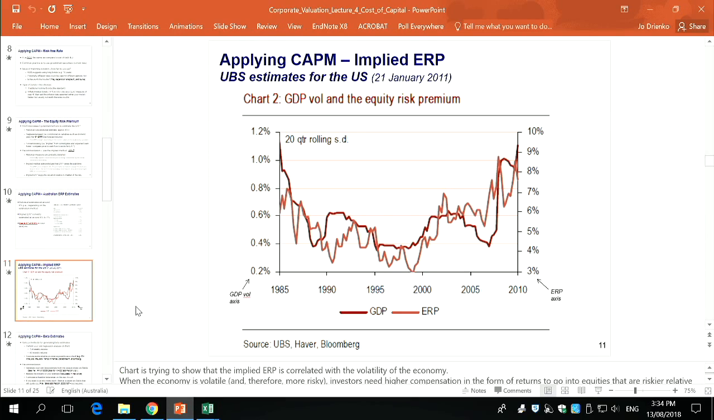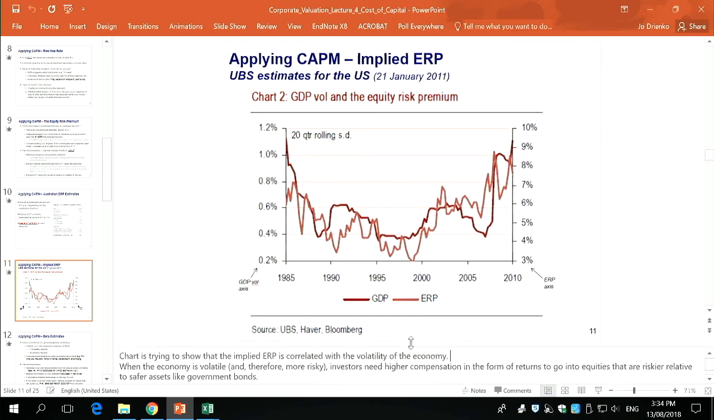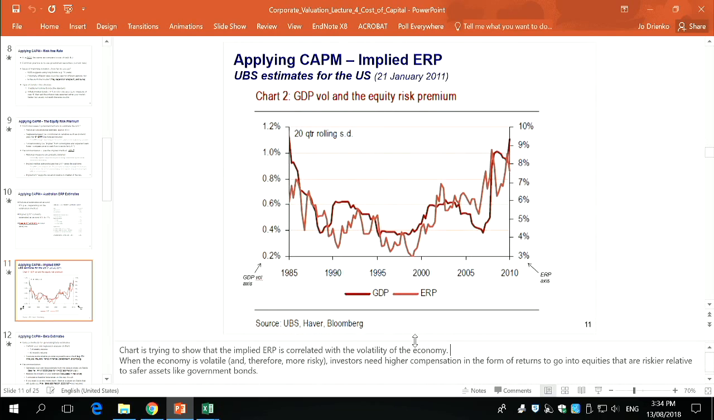Oh, the implied ERP. This is just a slide. On this slide, what I wanted to show you is, as it says here in the notes, the chart is trying to show that the implied ERP is correlated with the economy. And that means that when the economy is volatile and therefore more risky, investors need higher compensation to invest in equity, so the ERP will be higher.